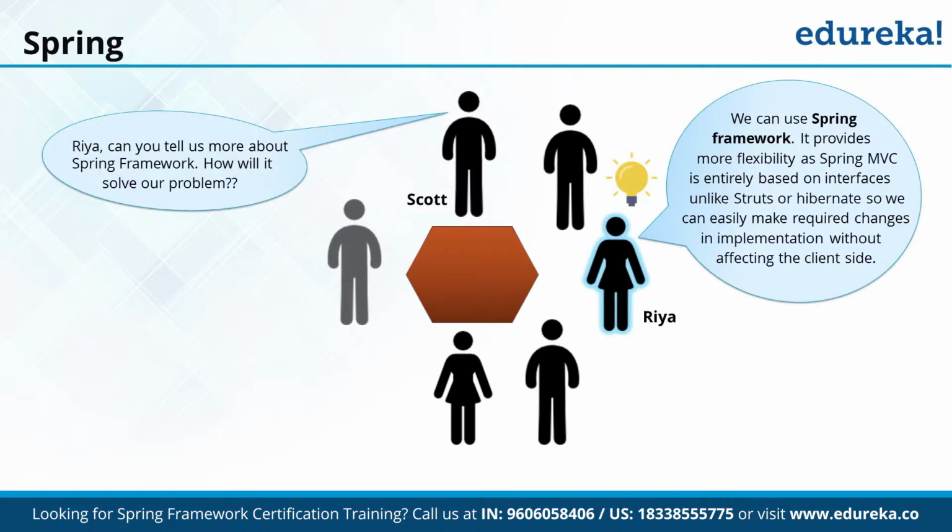Spring MVC is basically based on interfaces. With Struts and Hibernate, they are not all interfaces, and you need to use the objects and classes we have. In Spring Framework, specifically in the MVC, we have interfaces so that we can write our own implementation. That's the benefit. We just use the interface and write the implementation the way we want, so you won't even affect the client side.